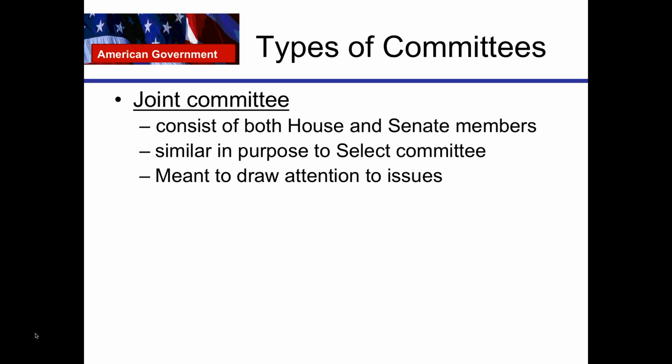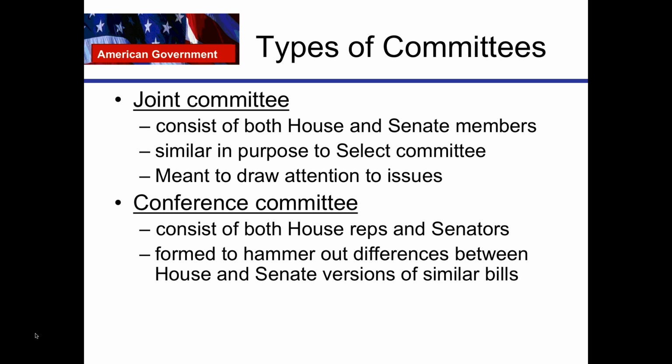You have joint committees. These consist of both House and Senate members, similar in purpose to a select committee generally, and they're meant to draw attention to issues, generally common issues. Then you have conference committee, which we've already talked about. This consists of House representatives as well as senators. They're formed to hammer out differences between House and Senate versions of a bill, so that bill can get sent to the President of the United States to be signed or vetoed.